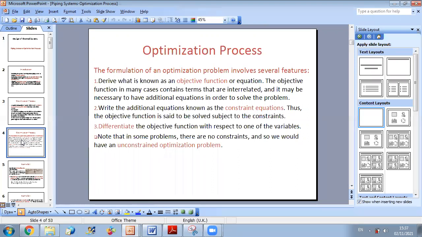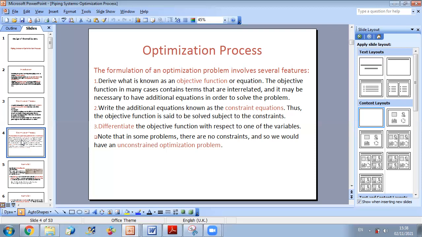But this equation may not have just one solution. It might have several solutions. So I need another equation to close my system. This other equation is called a constraint equation. We can write additional equations known as constraint equations. These equations will help us with the objective function to close the system of unknowns and solve for the required diameter or required length. It depends on the unknown we want to find.